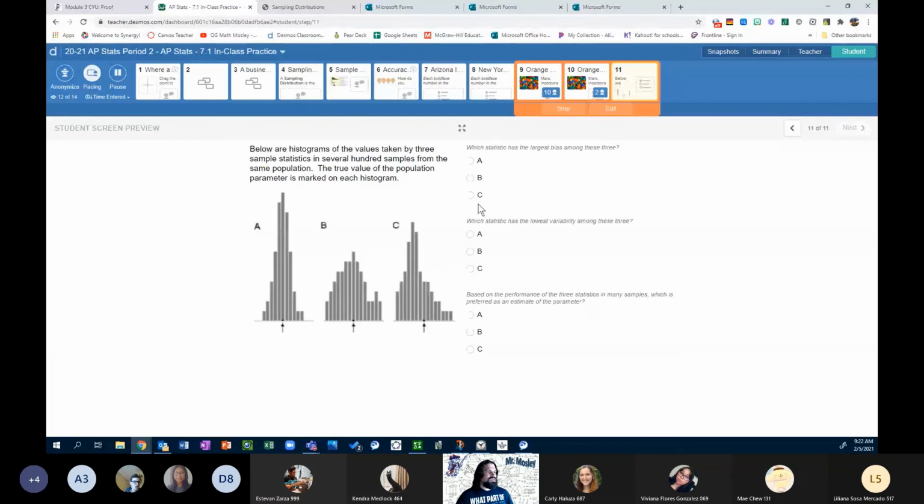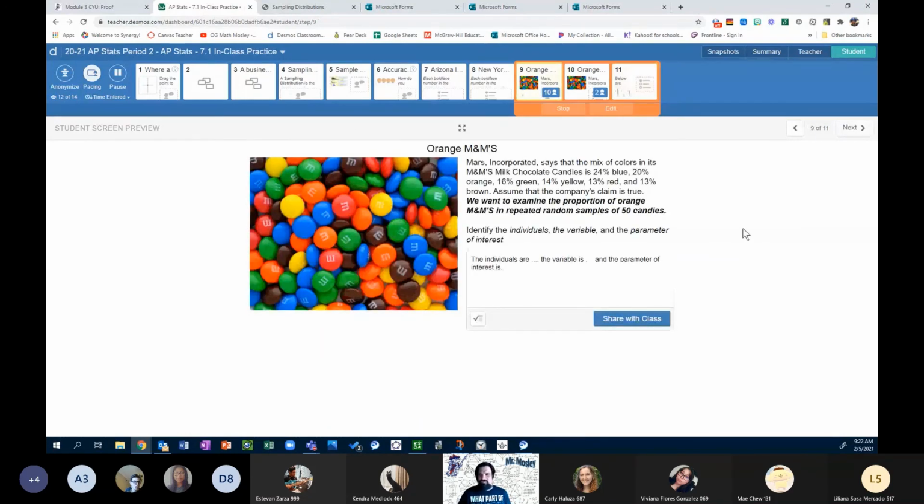And the last one is a few multiple choices to make, having to do with these 3 histograms. So I'm going to give you all 5 minutes to work through these 3 problems. That may or may not be enough time to answer all 3 of them. After that, we'll talk about it, and then that'll be the end of our day. Alrighty.